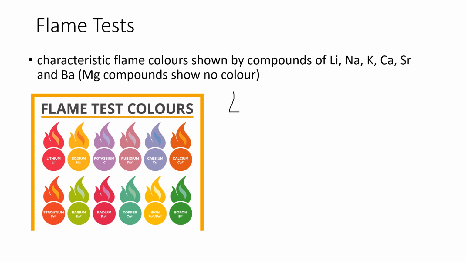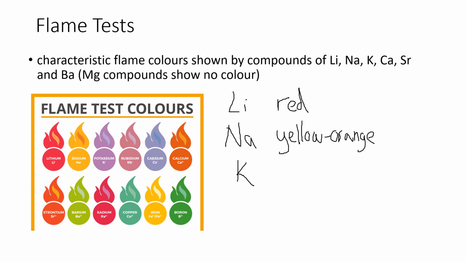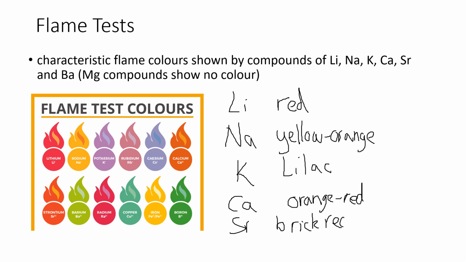So if we look here, for lithium you'd expect to see a red flame colour. For sodium, you could get away with either yellow or orange, so yellow-orange. Potassium, the most acceptable answer is lilac. For calcium, you've got this sort of orangey colour, orangey red. Then you've got strontium, which is a brick red. Barium, which is an apple green colour.